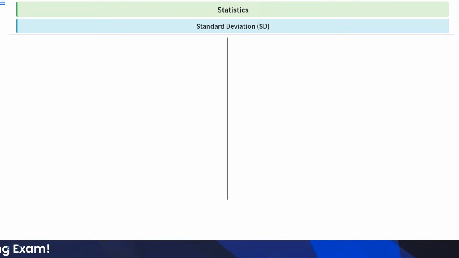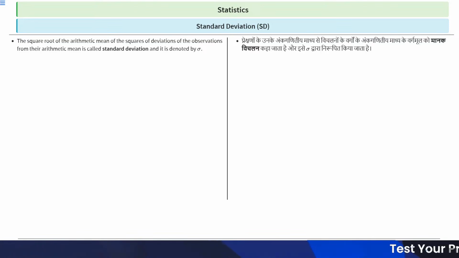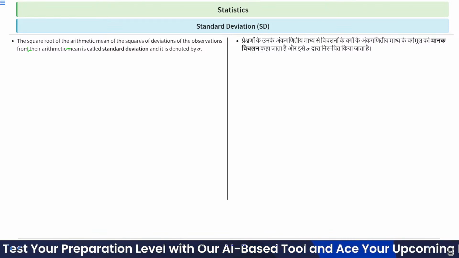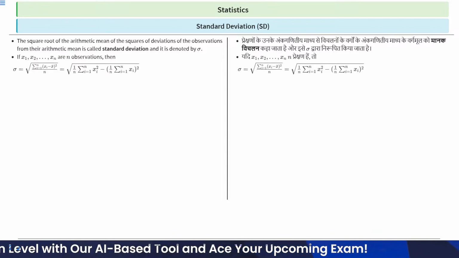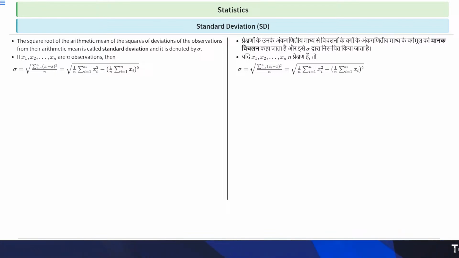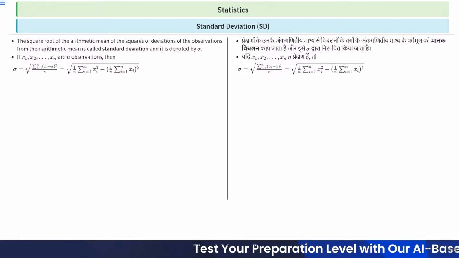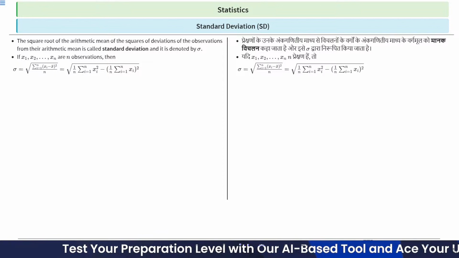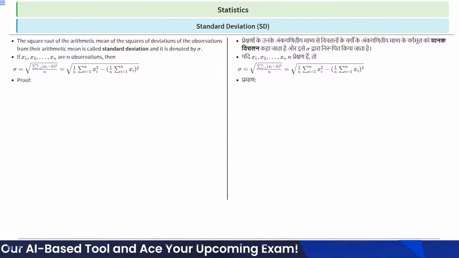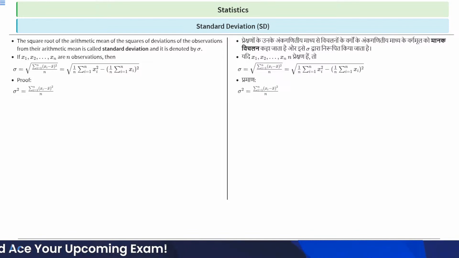Next, standard deviation. The square root of the arithmetic mean of the squares of the deviations of the observations from the arithmetic mean is called the standard deviation, and it is denoted by sigma. If x1, x2, x3 till xn are n observations, then sigma is equal to root over summation of i equals 1 to n (xi minus x bar) whole square upon n, which can also be written as root over 1 by n summation of xi square minus (1 by n summation of xi) whole square. You can see the proof of this.